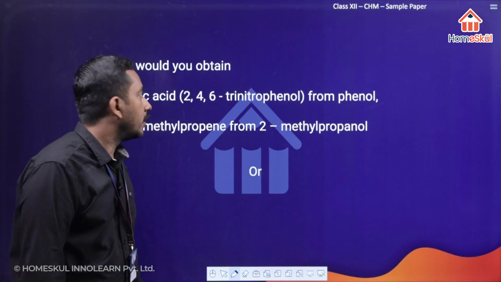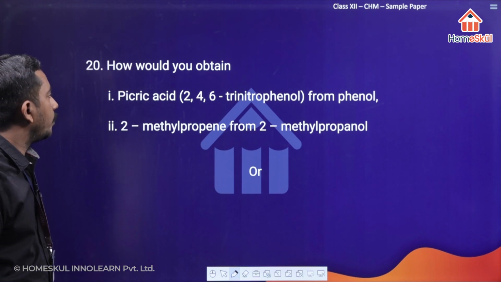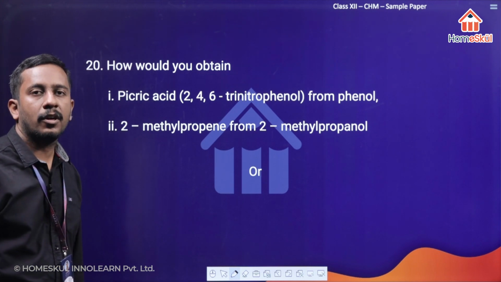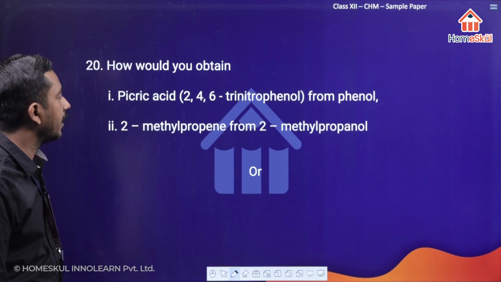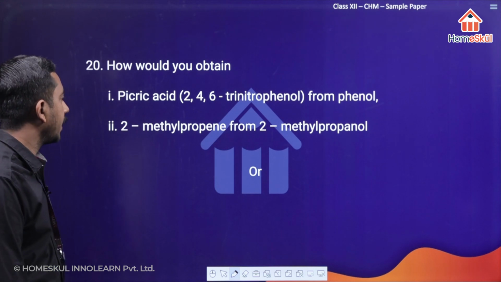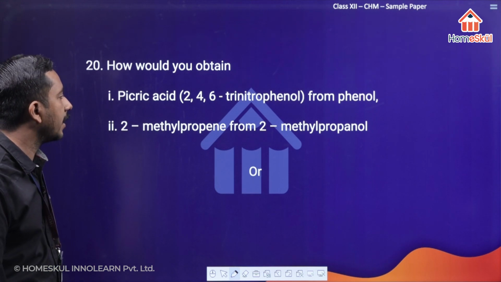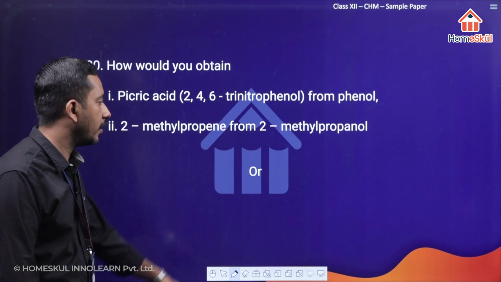Now the next question, the 20th question. How would you obtain a given compound from a given starting material? The first question is, how do you prepare picric acid, that is 2,4,6-trinitrophenol from phenol? And secondly, how do you prepare 2-methyl-propene from 2-methyl-propanol? So we have an or question.